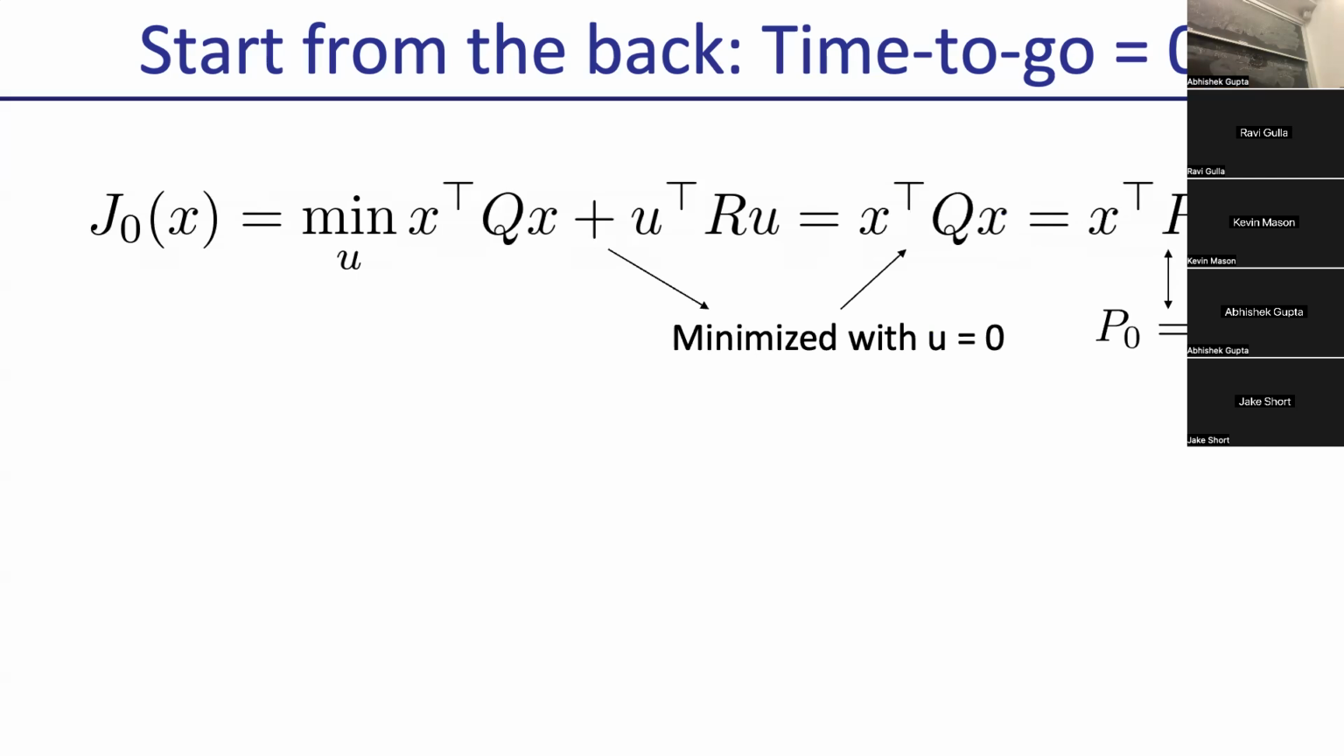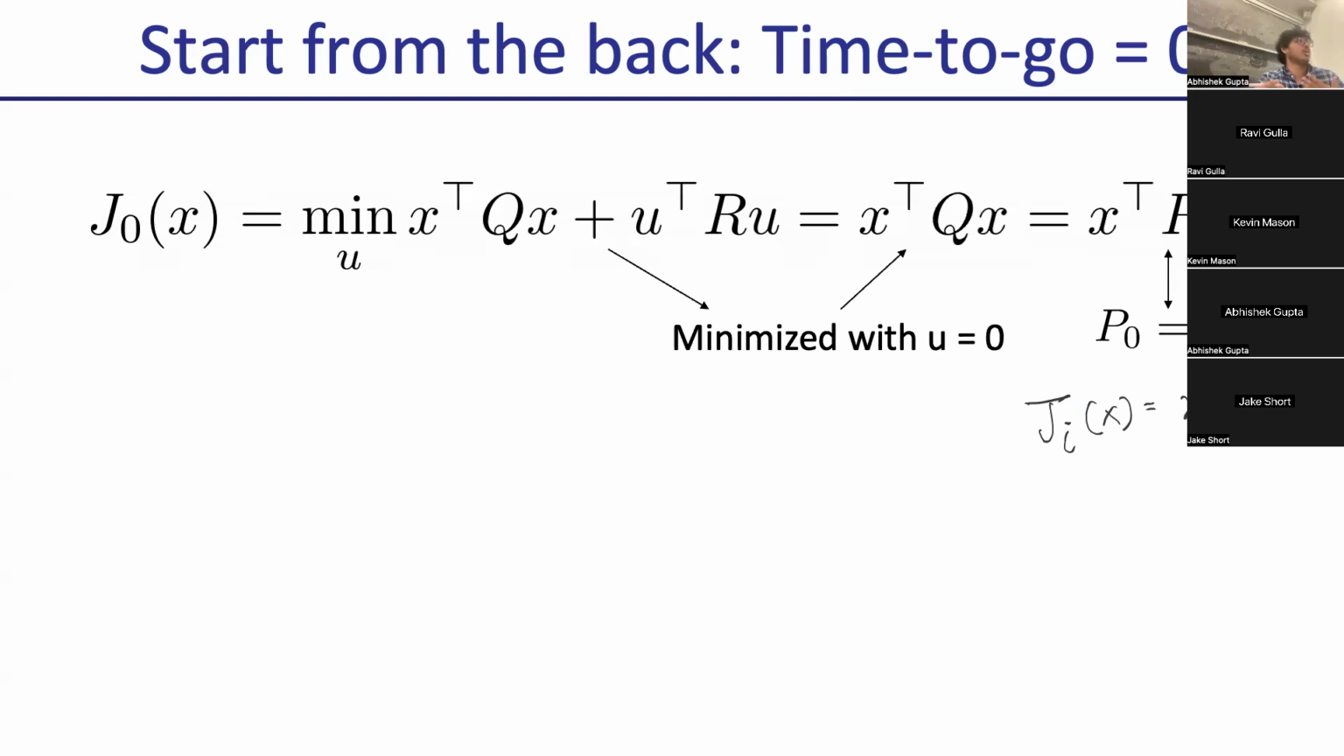Now, just for the sake of making the recursion work, let's define P0, where the subscript determines how many time steps you have to go. Let's just call P0 equal to Q. And the reason this is going to be important is that across all the time steps, we're just going to say that J sub I of X is going to be equal to X transpose P sub I X.